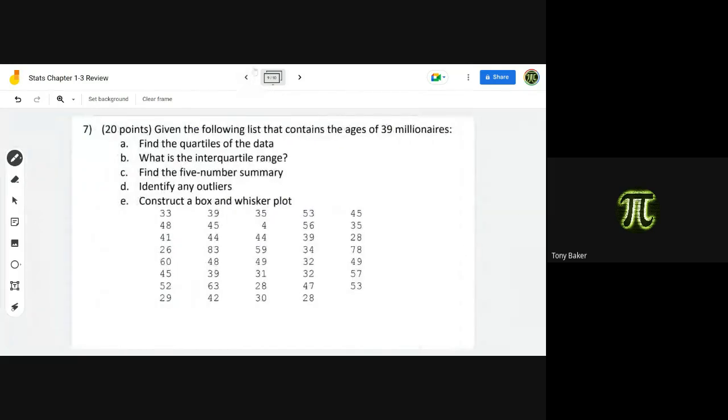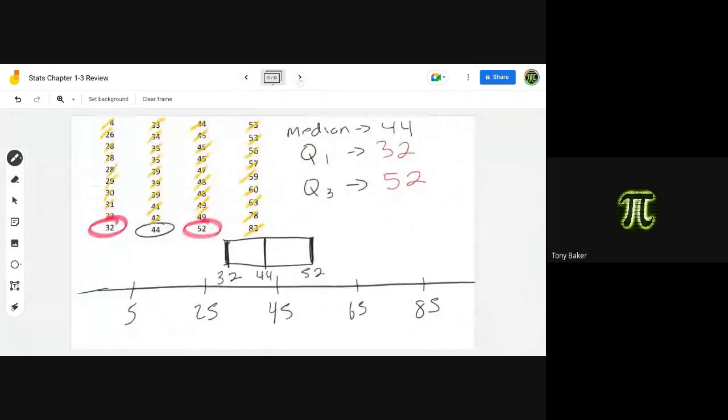All right, I think the next question said, what's the interquartile range? What was my interquartile range? 20. Remember it's Q3 minus Q1. So in this case, my interquartile range is 20.